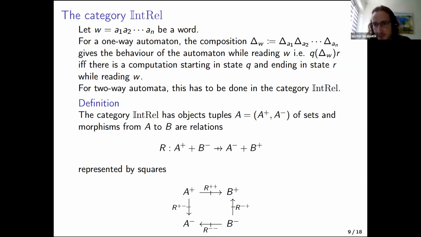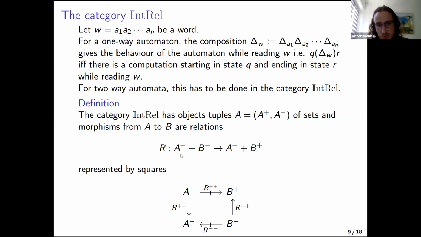This is the category IntRel. So I will describe it very explicitly, but it has some nice universal features. So the category IntRel, its objects are couples of sets. So basically you have a set, a positive set, a negative set. And the morphisms are relations, but they are relations in a kind of twisted way. Because as you can see, this relation goes from A plus, A minus to B plus, B minus.